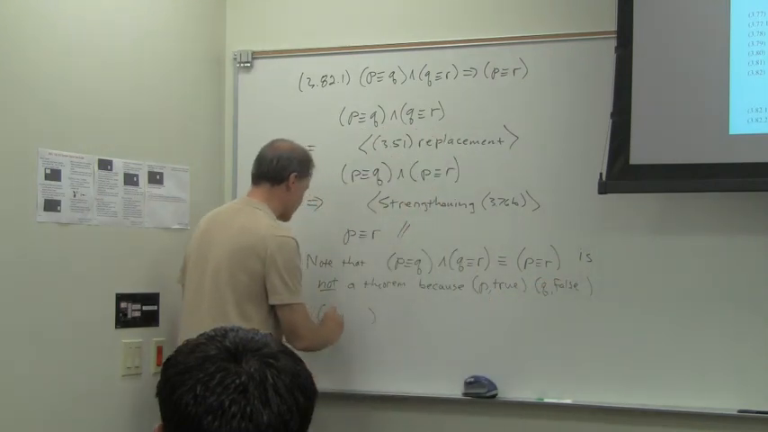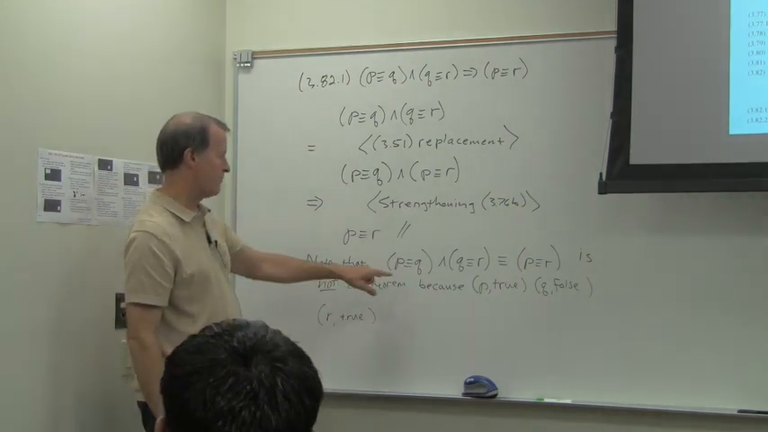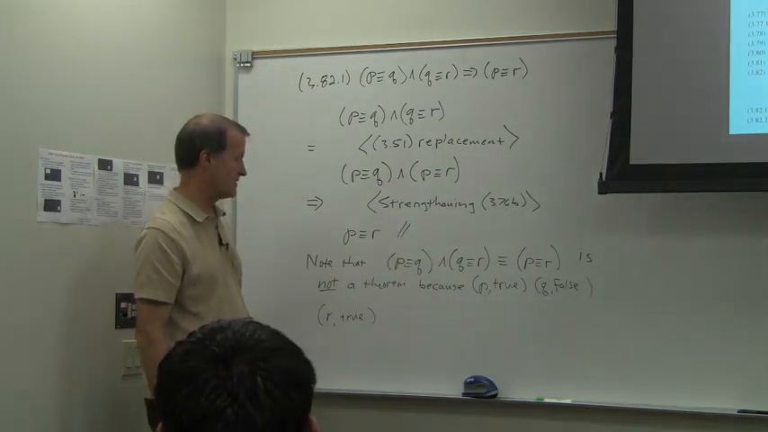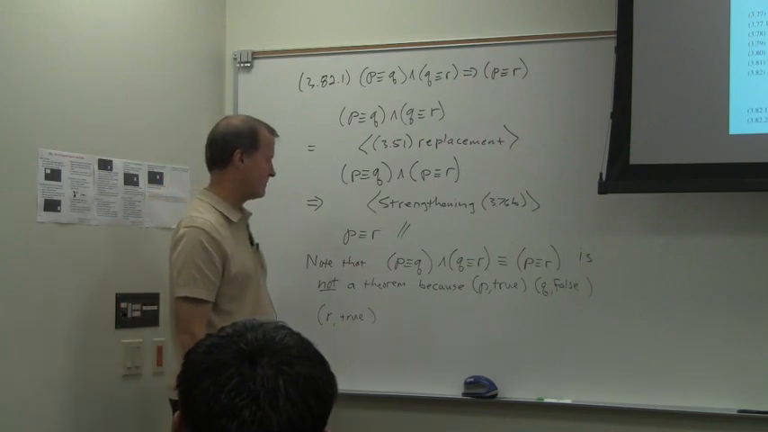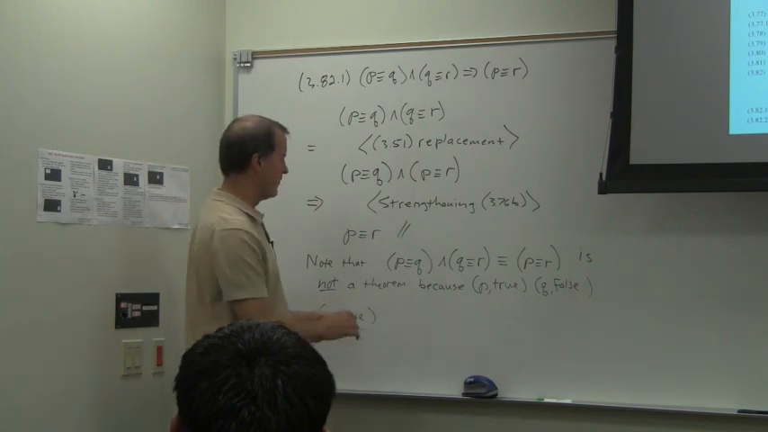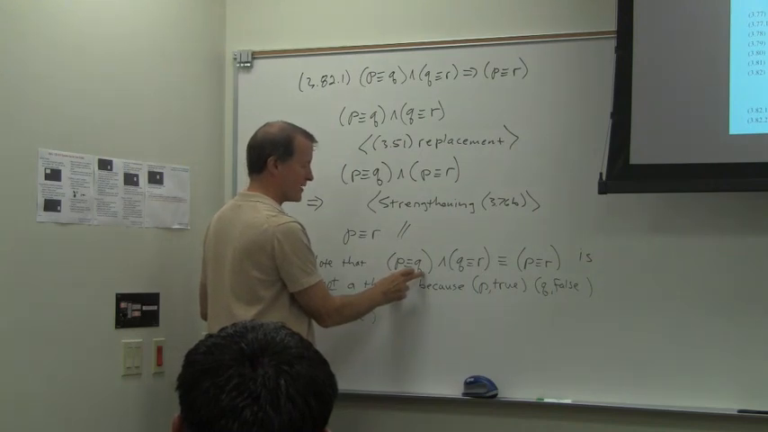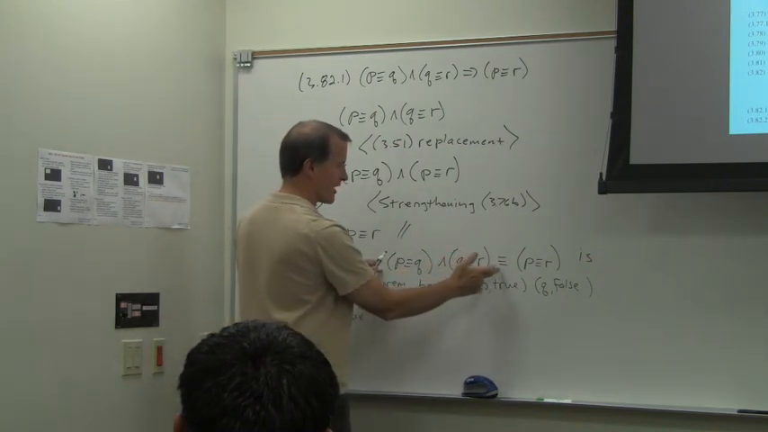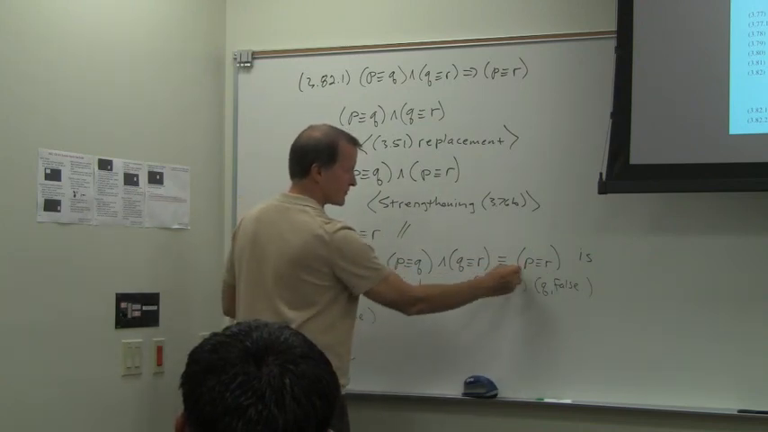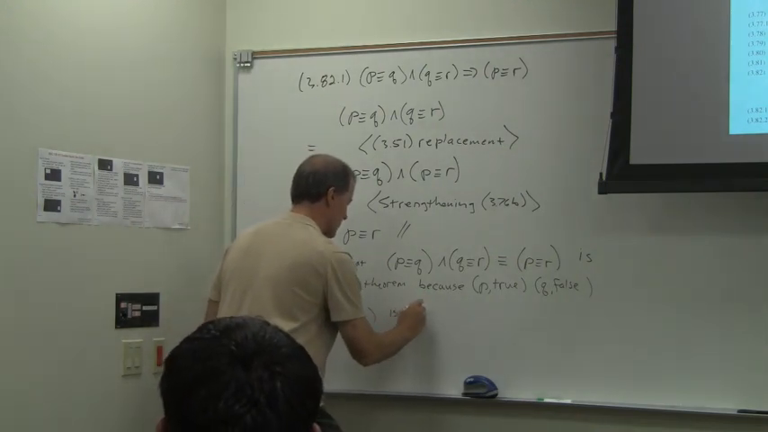Are you saying this is a counterexample? Let's carry this through. If P is true and Q is false, then P equals Q is false, and false and anything is false. So we'd have false equivales, but P and R are true, so P equals R is true. So we'd have false equivales true. So this is a counterexample.